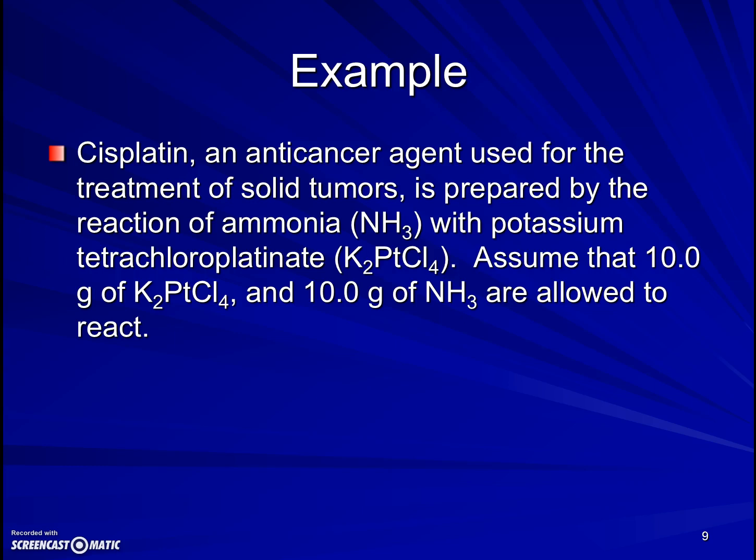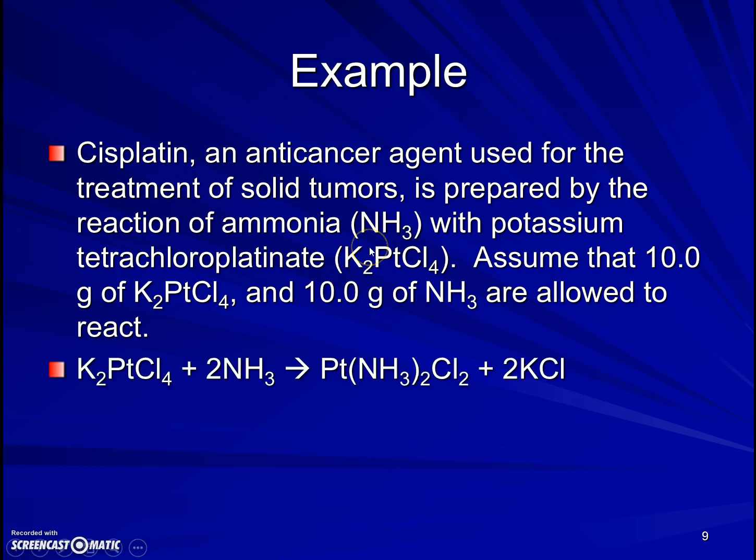And an example of that, cisplatin, which is Pt(NH3)2Cl2, is an important anti-cancer agent used in treatment of certain kinds of tumors. And we can make it by reacting ammonia with potassium tetrachloroplatinate. So here's tetrachloroplatinate. That's a polyatomic ion. It's much more complicated than we'll usually handle in the course. Don't expect you to have that one memorized. It is a 2- ion, so 2 potassiums for each.